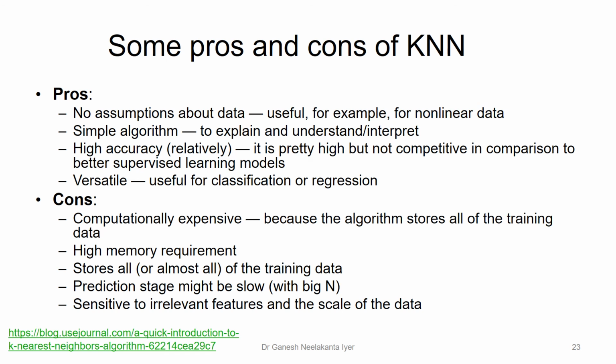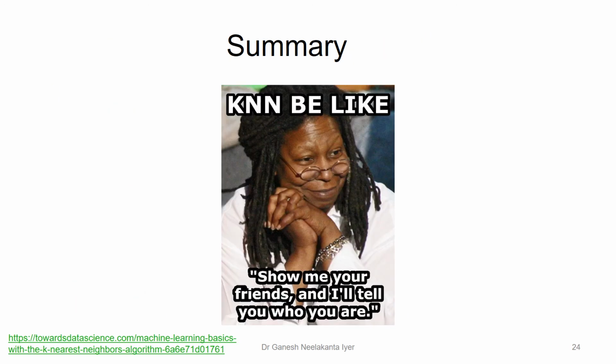Some pros and cons of KNN. KNN does not make any assumptions, which is very good. It is a very simple algorithm, very easy to understand, with high accuracy, and versatile: it can be used for both classification and regression. However, it also comes with some cons. It is computationally a bit expensive because the algorithm stores all the training data. High memory requirement for the same reason: it stores all training data. The prediction stage might be slow because of lazy learning, and it is sensitive to irrelevant features and the scale of the data. So in summary, KNN is like, show me your friends, I will tell you who you are. Thank you guys. Bye.